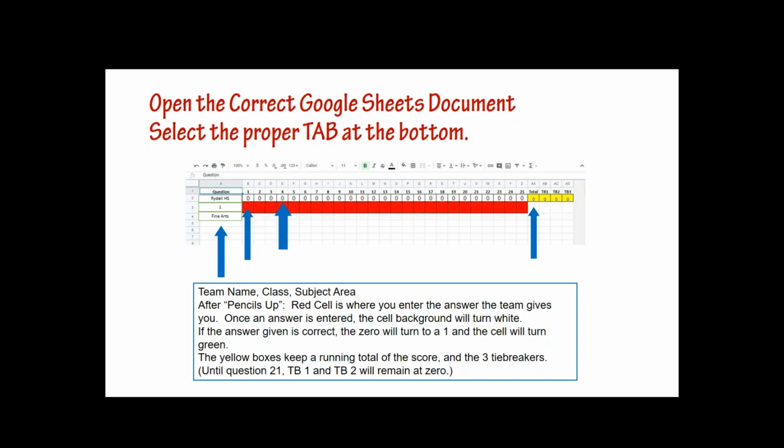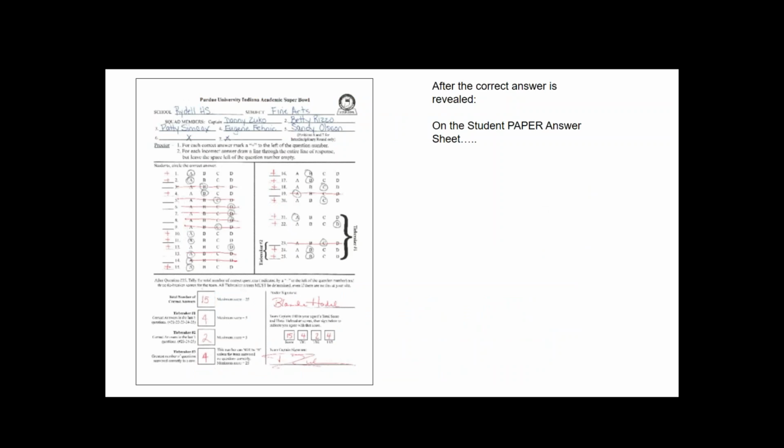Here's a copy of a filled out answer sheet for this particular round. And what you need to understand is that after the correct answer is revealed, you also need to mark their paper copy as correct or incorrect. This is where you are going to do your grading. On the electronic answer sheet, all you do is enter their score. On the paper answer sheet, you need to grade it as well as a backup.